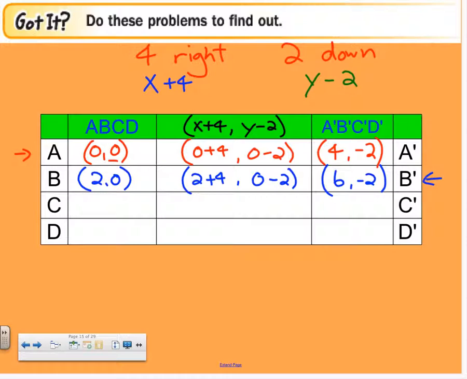So we're using the words from the directions, all right? When they say 4 right, we know that means x plus 4. When they say 2 down, we know that means y minus 2. And we apply that to all 4 of these vertices, and then we can come up with what the prime vertices are. Go ahead and finish that table on your own.